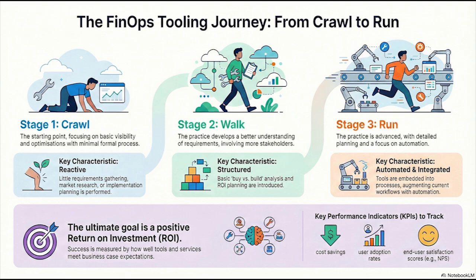So if the loudest person in the room gets the tool they want, you're probably in crawl. What defines the shift to walk? Walk is where you start to see organized effort. They have a good level of requirements gathering, pulling in finance and engineering, not just the FinOps team. And they perform a basic buy versus build analysis, which, and this is a huge shift, leads to defining an actual ROI plan for the investment. So they're thinking proactively about value.